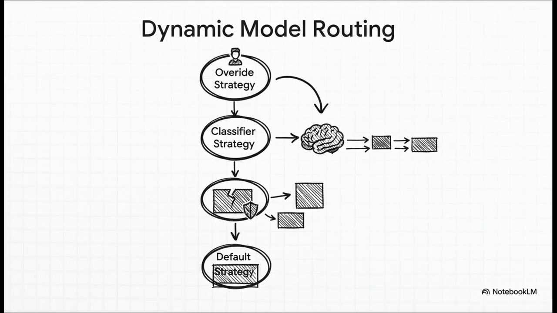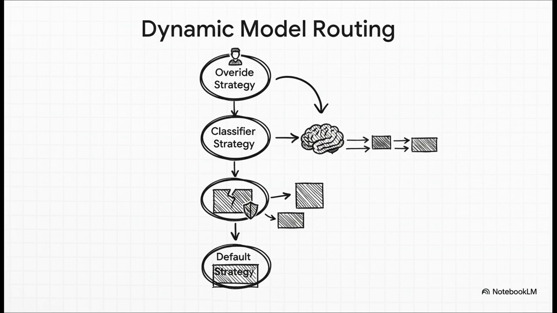To optimize for performance and cost, this system uses dynamic model routing. This is a layered set of strategies that get applied in a specific order. First, it checks if a user has explicitly overridden the model choice. If not, a classifier strategy might use a smaller, faster LLM just to figure out how complex the task is and then route it to the right model.